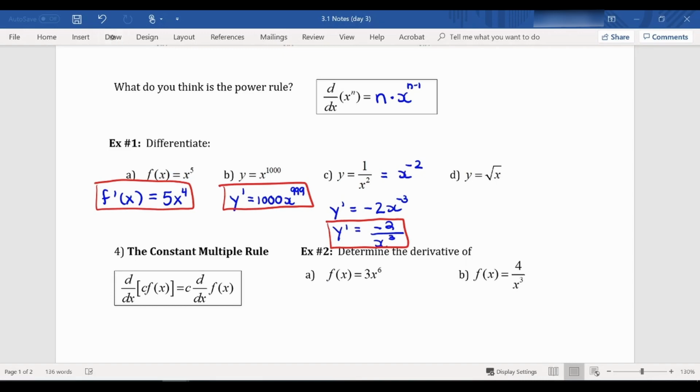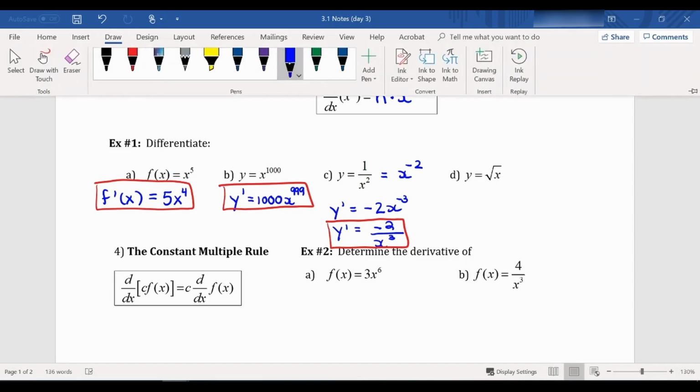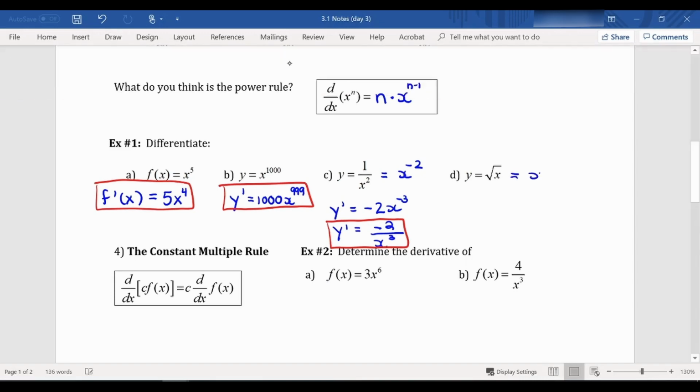Okay. Same goes for radicals. I would rewrite this as an exponent. So just a reminder, if you have a square root, this is an exponent of 1/2. If we had a cube root, this would be an exponent of 1/3, etc. Okay. So again, if I find y prime, I'm going to bring the exponent down. So my 1/2 is now in front.